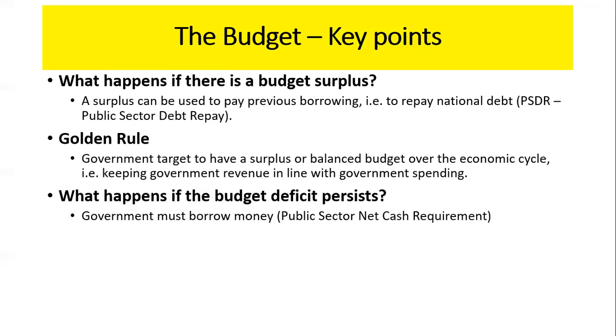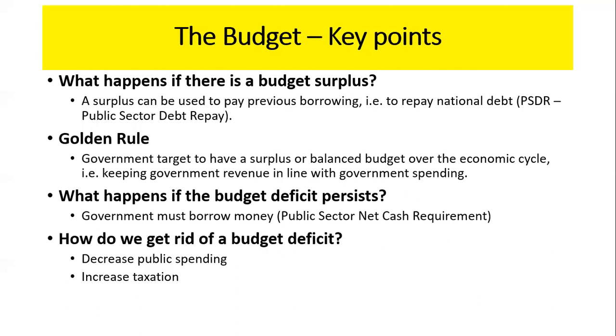What happens if the budget deficit is persistent? What happens if we keep operating on a budget deficit year after year after year going into the long term? Governments must borrow money, the public sector net cash requirement. Now, we don't like borrowing money, and governments will have to borrow money simply to fulfill their duty of providing the public sector for the state. How do you then get rid of a budget deficit? If the government doesn't like operating a budget deficit, what can be done to try and get rid of it?